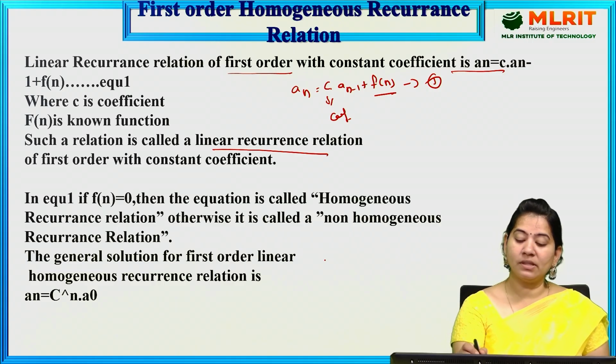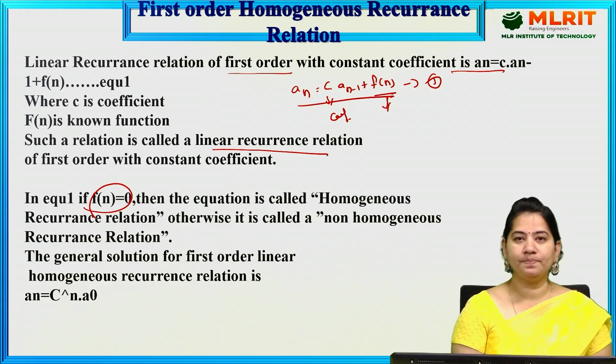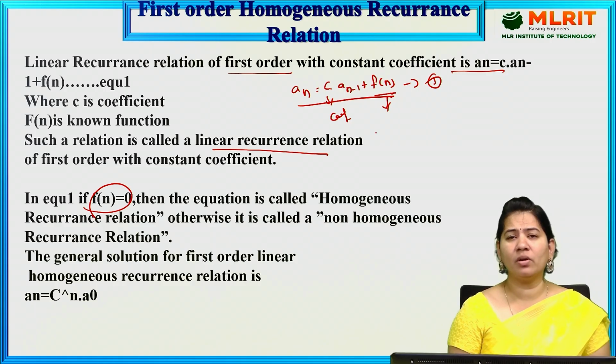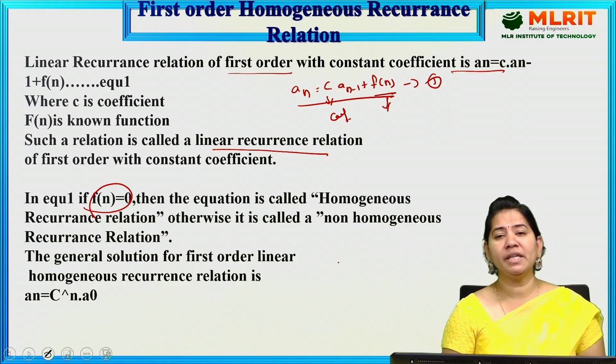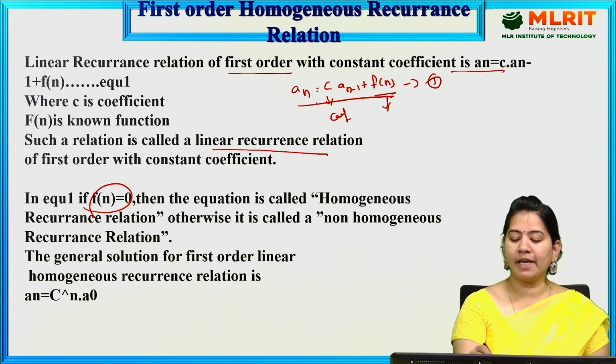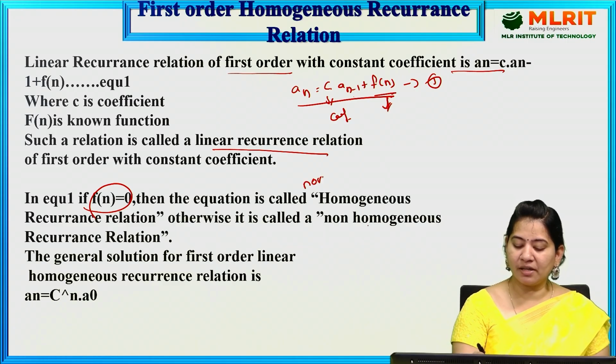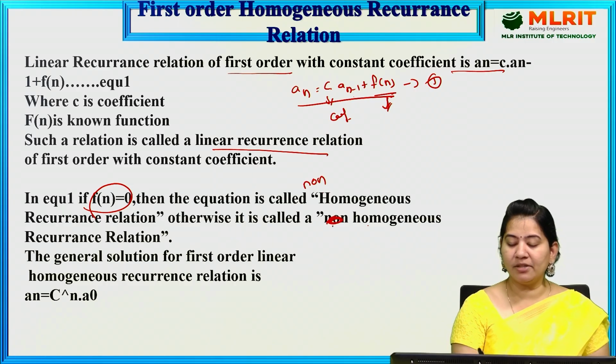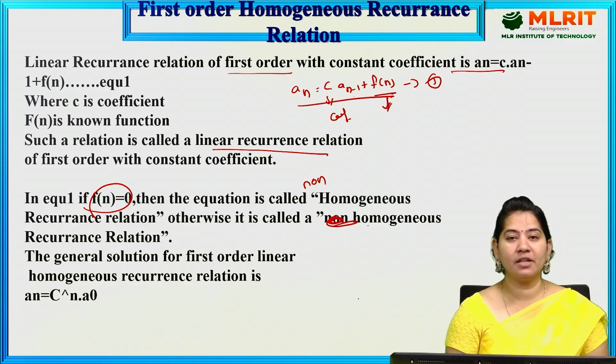Now in this equation, let us suppose f(n) is 0. Here we are considering the equation a_n = c * a_(n-1) + f(n). If f(n) is 0, then it is called a homogeneous recurrence relation. Otherwise, it is called a non-homogeneous recurrence relation.